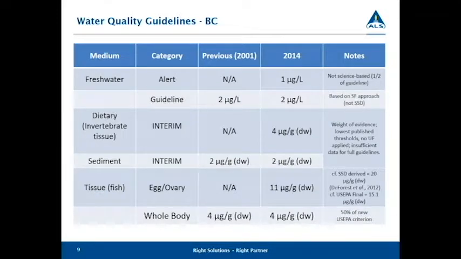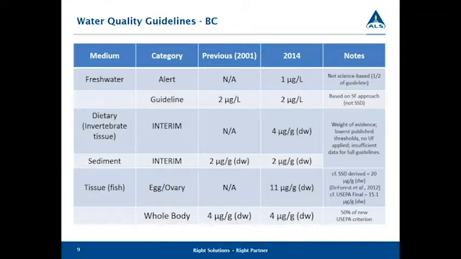So these are the water quality guidelines for British Columbia in Canada. The freshwater aquatic life water guideline in BC is currently 2, and it has an alert set to 1, which is not really science-based, it's just half of the guideline. They have dietary concentrations for invertebrates set at 4 micrograms per gram, and sediment guidelines at 2. Both of these guidelines are currently interim guidelines.